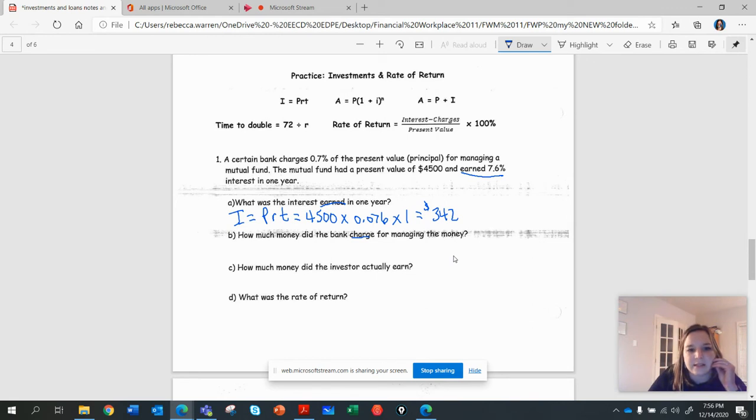Then it says, how much money did the bank charge for managing the account or managing the money? So in that first sentence, it said that they charge 0.7% of the present value. So 0.7%. You want to change that to its decimal form. Yes, I know it already has a decimal, but you want to change it to its decimal form. So you divide by 100, which is 0.007, and then you times by the principal amount, which is 4,500. When you do that, you get an answer of 31.50.